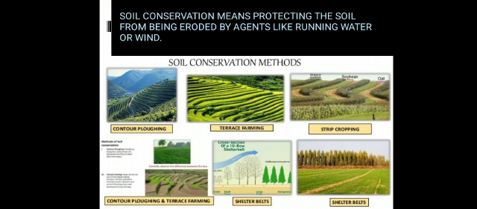Now, how can we conserve our soil? How can we protect our soil from being eroded? This is done by taking soil conservation measures. So what is soil conservation? It means protecting the soil from being eroded by agents like running water or wind. So children, we'll discuss 4 soil conservation methods, that is contour plowing, terrace farming, strip cropping and shelter belts.